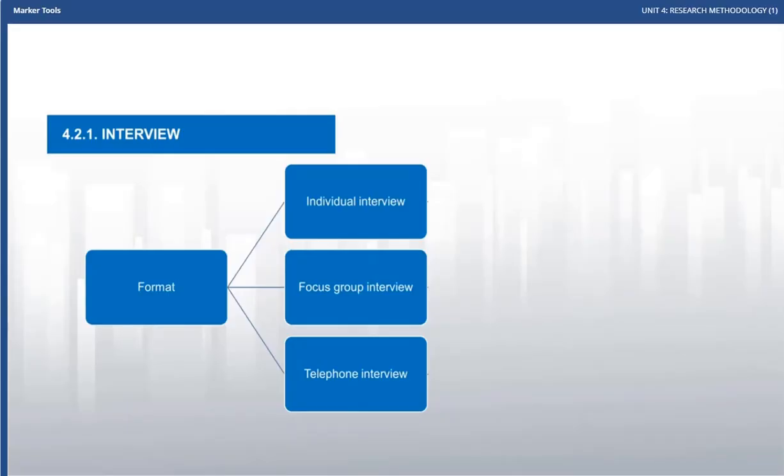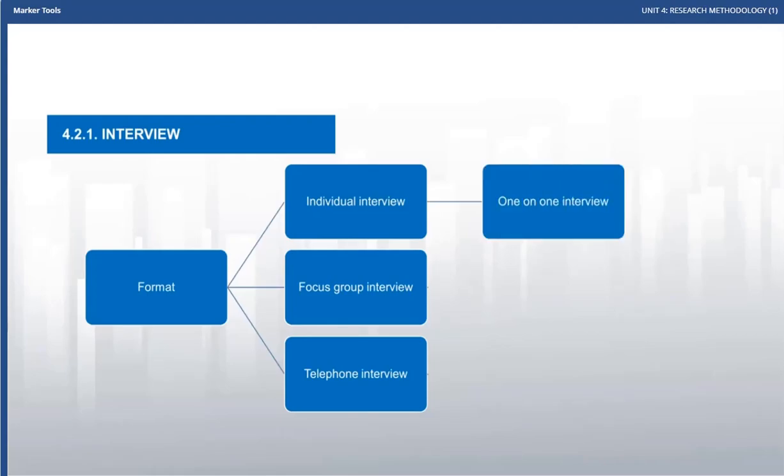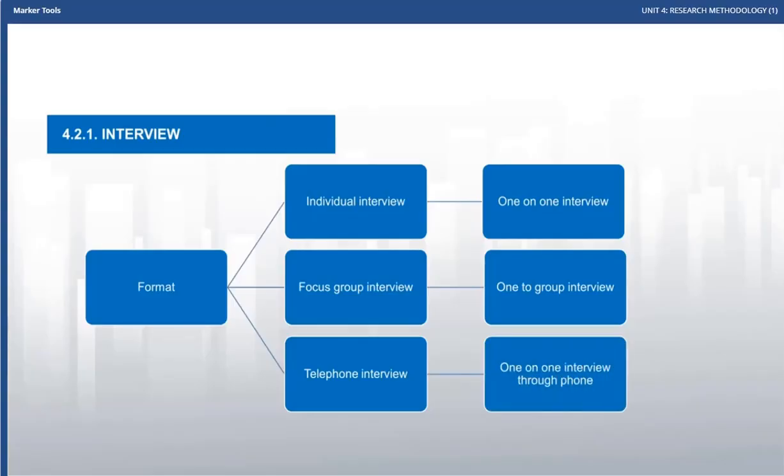The first one is individual interview, which means that you need to conduct a one-on-one interview, individual to individual. Focus group interview can save you some time, which means that there is one interviewer with a group of interviewees. It can be 4 to 5 interviewees in one room. And the last one is telephone interview. Of course, it is a type of one-on-one interview, however, you use a phone.